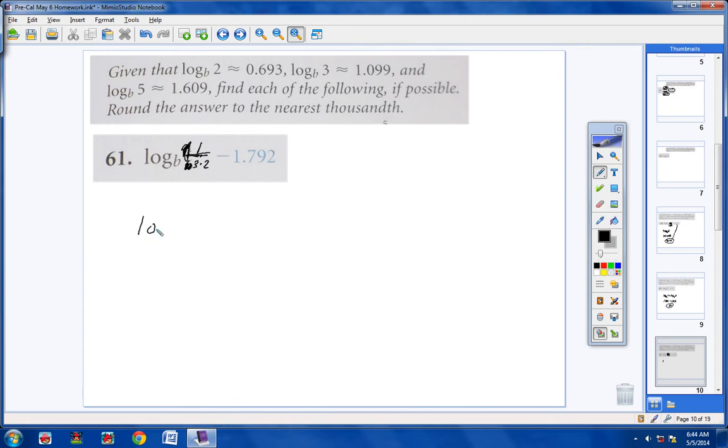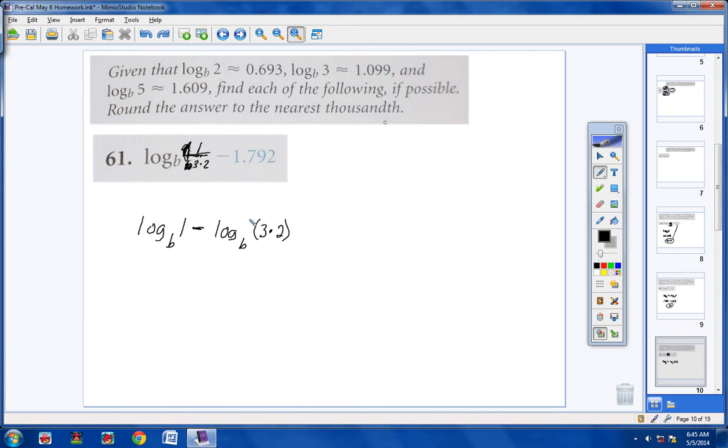Are you ready? I'm going to write log base b of 1 minus log base b of what? 3 times 2. Do you see what I did there? I have a quotient, I have a fraction right here, and so I can split this up into two logarithms. Now don't forget, this negative goes to this entire log, and now I'm going to split this logarithm up because I have 3 times 2. And by the way, why did I use 3 times 2 for 6? Because of right here. I know the logarithm of 2, and I know the logarithm of 3. Those are two of the numbers I'm dealing with, 2, 3, and 5.